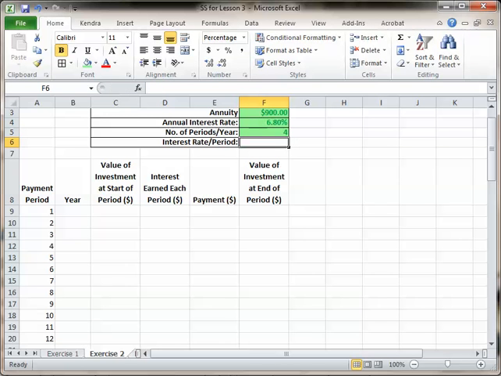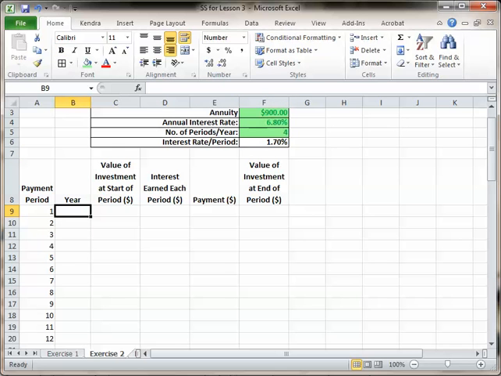Just to simplify when we're figuring out our interest later on, we're actually going to figure out what the interest is per period right in this top box. So in F6, we're just going to take our annual interest and divide it by the number of periods per year, and we get the formula. We get an answer of 1.7% per period.